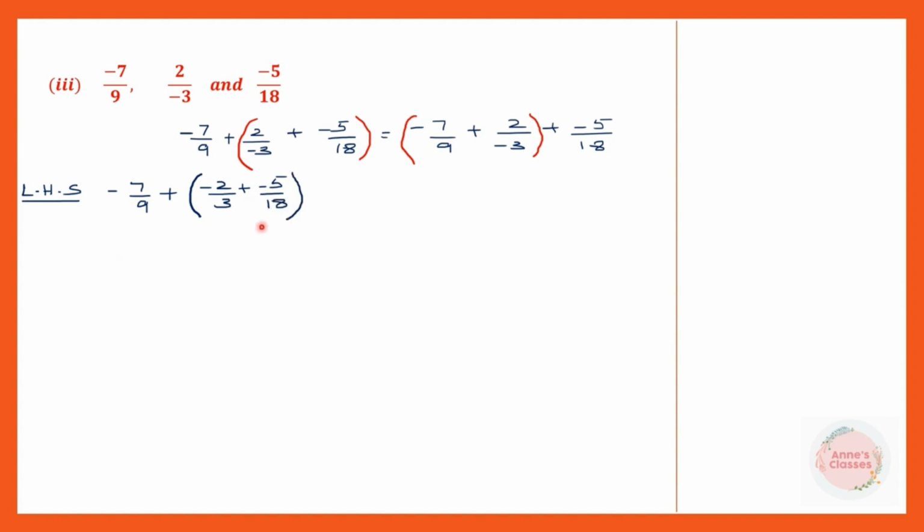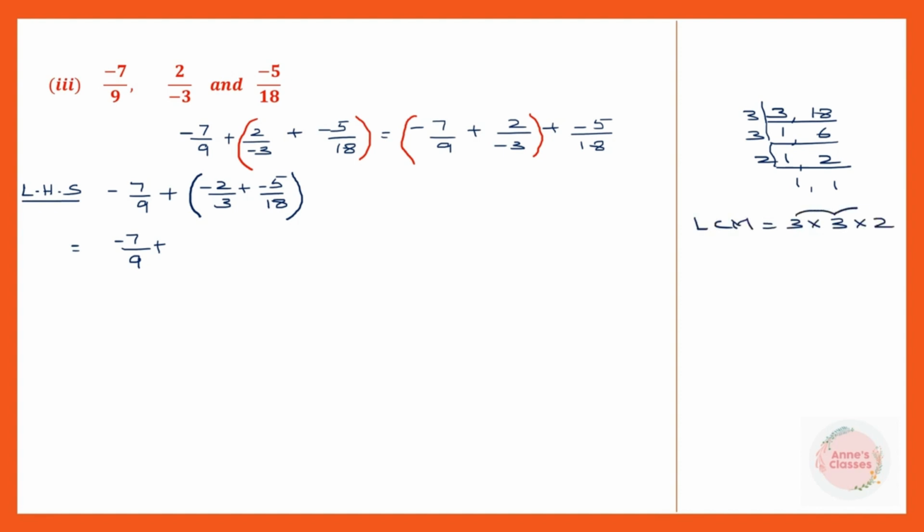So now we are going to simplify this. Here as you can see denominators are different, so we need to find the LCM. This one remains the same in the beginning. So here this is minus 7 by 9 plus, now let's work out the LCM of 3 and 18. So begin with 3. 3 ones are 3. 3 sixes are 18. Continue with 3. 3 ones are 3. 3 twos are 6. Now you can use 2, 1 and 1. So our LCM will be 3 into 3 into 2. 3 threes are 9. 9 twos are 18. So the LCM is 18.